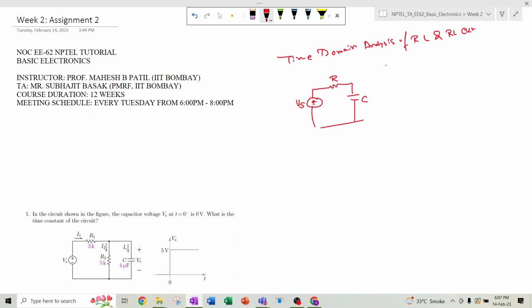So basically, the basic thing is that in the time domain analysis, the current, that means the output or the response, may it be a voltage or may it be a current, at any point of time it can be written as a e to the power minus t by tau plus b.